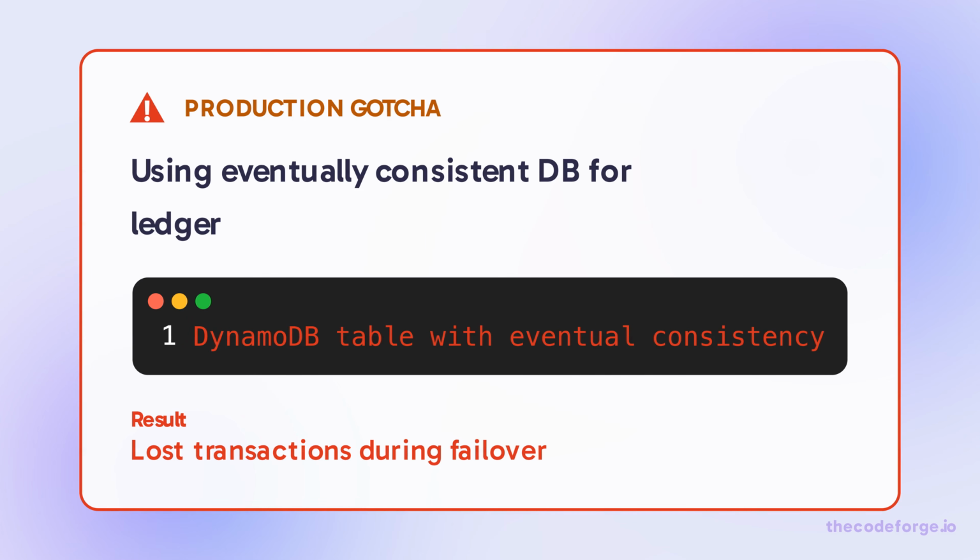A team used DynamoDB with eventual consistency for their ledger. During a region failover, they lost committed payments because the last write wasn't replicated. For financial data, choose strong consistency.